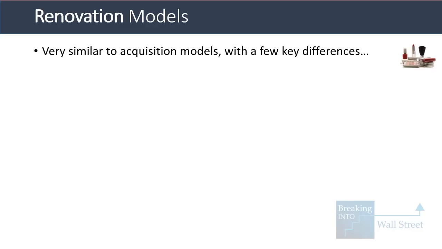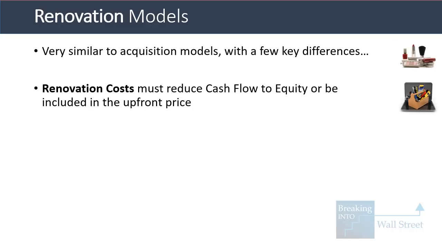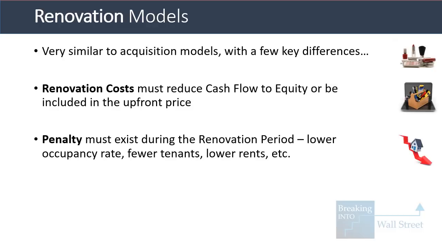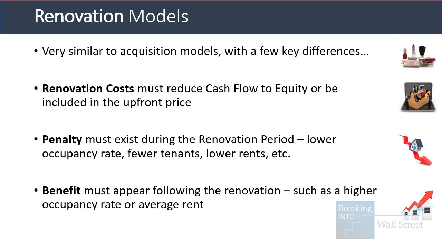I'm going to go into a brief aside here and look at renovation models because they're very closely related. Renovation models are similar to acquisition models, but there are a few key differences. First off, you need to have renovation costs that reduce cash flow to equity or that are included in the upfront price. There must be a penalty during the renovation period, like a lower occupancy rate, fewer tenants, lower rents, or something else like that. And then you must have a benefit following the renovation, such as a higher occupancy rate, an additional major tenant, or average rent that increases.